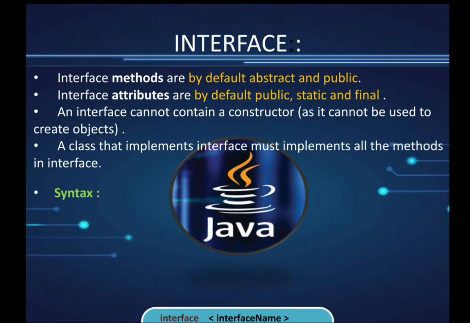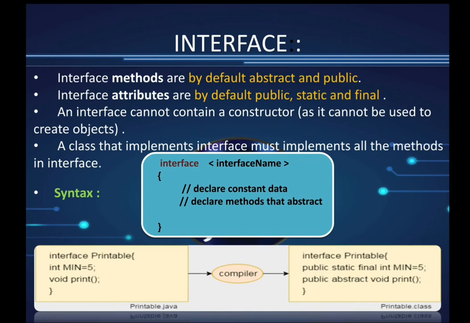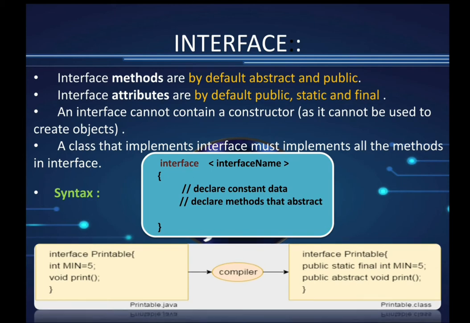Syntax. You have to write the interface name. In curly braces you have to mention data and functions. Declare data as constant, means literal, and create a function that is abstract, means an incomplete function. For example, the interface name is printable, and in curly braces we write int min equals 5, and void print function with brackets open and close and a semicolon.